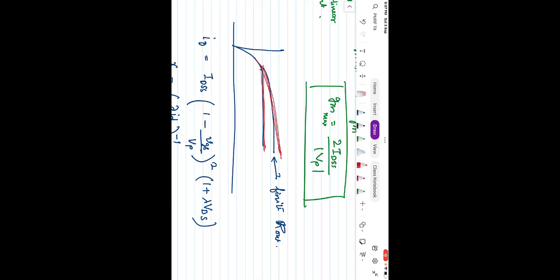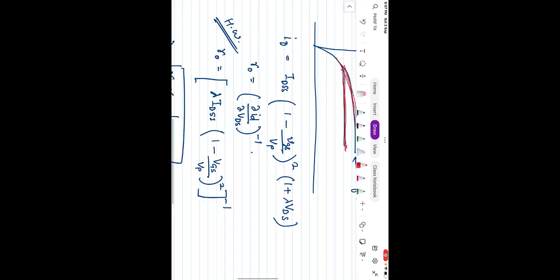I had just drawn it like this, so it is not a straight line, but a slightly sloped line, right? This slope is because of finite R out. Otherwise there will be 0 output impedance. So this is because of finite R out, and therefore ID is given as IDSS times (1 minus VGS by Vp) whole square into (1 plus lambda VDS).